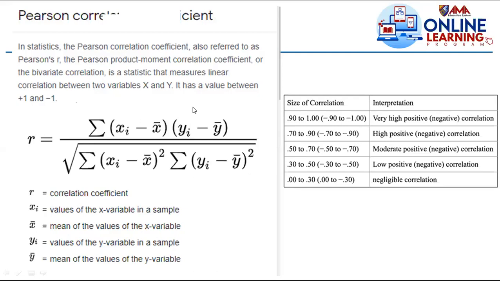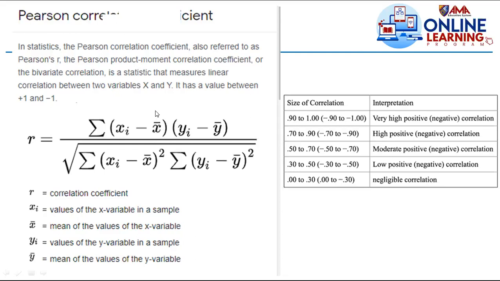Okay? So this is now our formula. r is equal to the summation of the quantity (xi minus x bar). So take note of our symbols. Meron tayong x bar saka y bar. By this time, we have only two variables, x and y. And then, meron tayong x bar, which represents your mean.